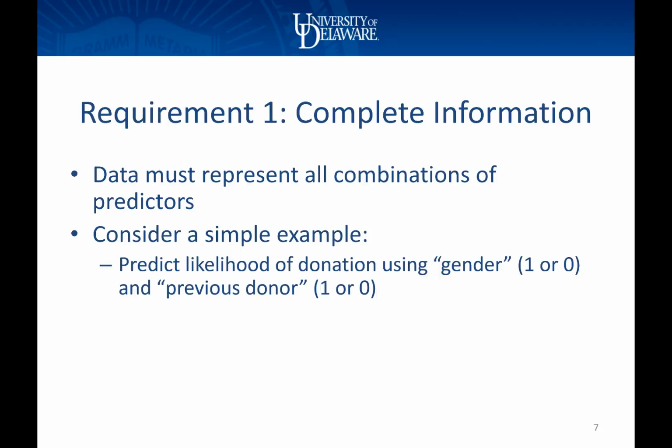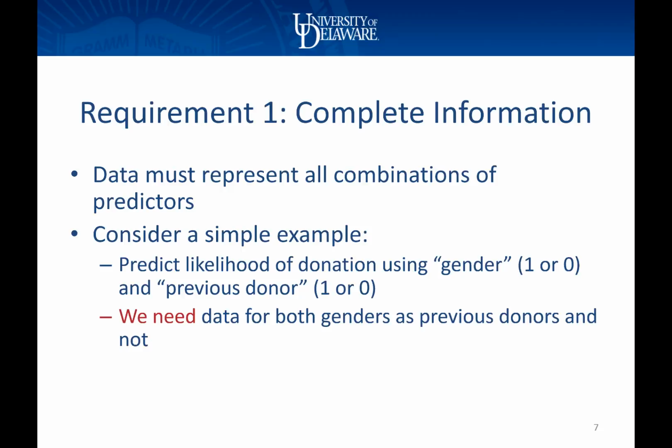If we want to predict the likelihood of donation using gender and whether someone was a previous donor, each of those two variables has two settings. Let's say gender 1 is a woman and gender 0 is a man. And then we have whether someone's a previous donor, with a 0 meaning never donated before and a 1 meaning that they have. We want to use these two variables. So we're going to need all possible combinations of each of those two things.